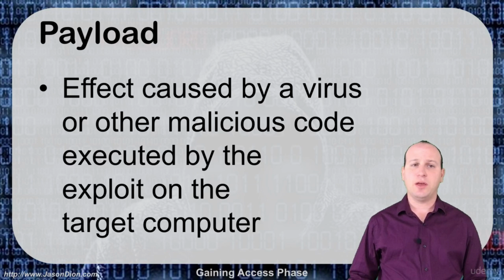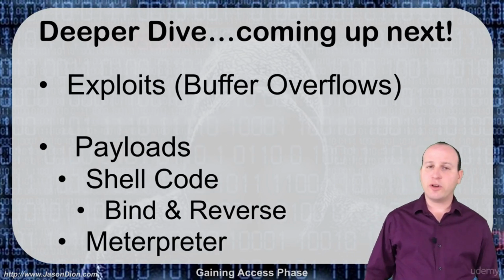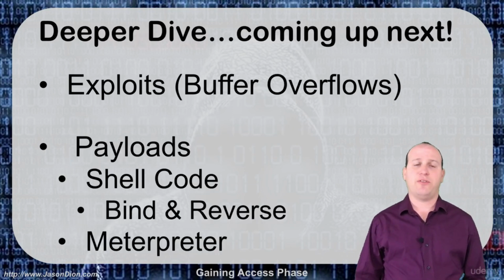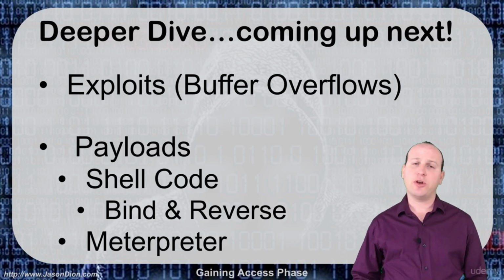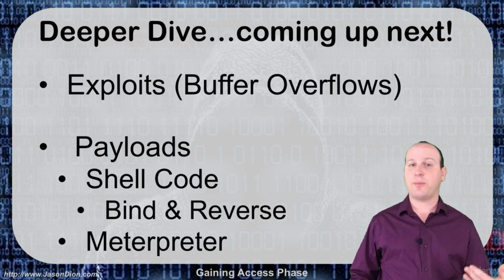Now, as we go into our next couple of lectures, we're going to go into a deeper dive here. We're going to go into the lab environment, and we're going to walk through what a buffer overflow is, how it occurs, why it occurs, and how we can use that to our advantage. We're also going to talk about different payloads. We're going to talk about shellcode, bind and reverse shellcode, and Meterpreter, which is a specific type of shellcode that we use inside the Metasploit framework that we're using as our attack platform.